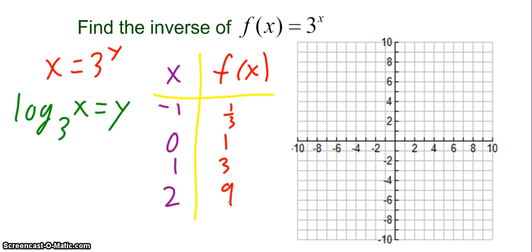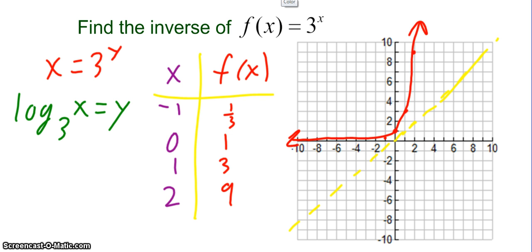So if I take those values, let's plot those. So -1 we've got like 1/3 there, 1 is 3, 2 is 9. I can draw that lovely graph. Perfect. And now I know that those values are going to flip over the line y equals x. So there's my line y equals x, a little sloppy, but you'll get the idea.